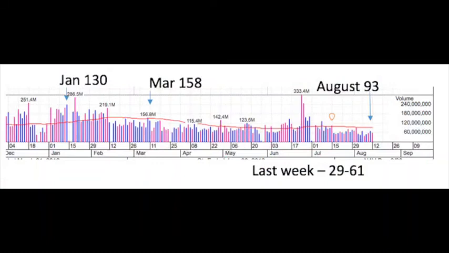Last thing I'm going to show is volume. We've talked about this all year, especially about how this market is getting tired out. If we go back to January, we're averaging about 130 million shares a day in the equivalent ETF of the S&P 500. Got up to about a 158, 160 number in March. Right now, we're at 93 million. More importantly, if you look at last week, we went from 39 to 69 million. That's it. There is no conviction in this market right now.